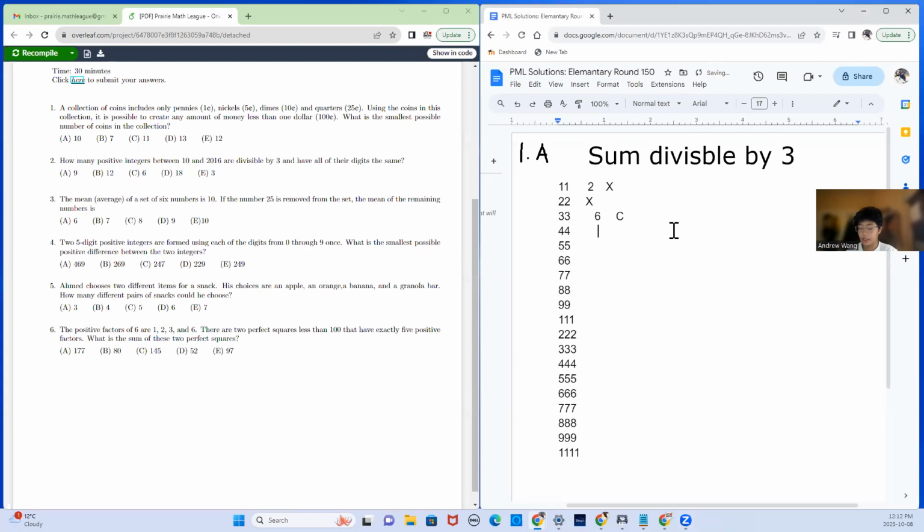44. 4 plus 4 is 8. 8 is not divisible by 3. You know what? For the ones that are, I'll just put a C next to it, so that's not as confusing. C means it meets the requirements. 5 plus 5 is 10, so no. 66, 6 plus 6, 12. That is divisible by 3. 7 plus 7 is not divisible by 3. 8 plus 8, which is 16, is not divisible by 3. 9 plus 9, 18, divisible by 3.